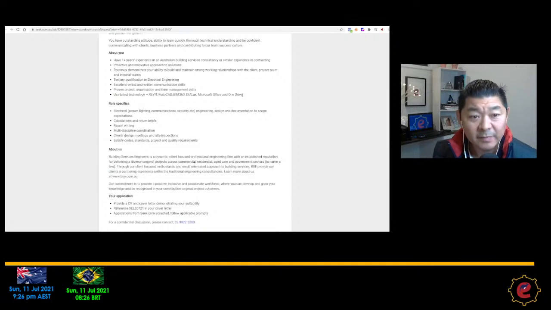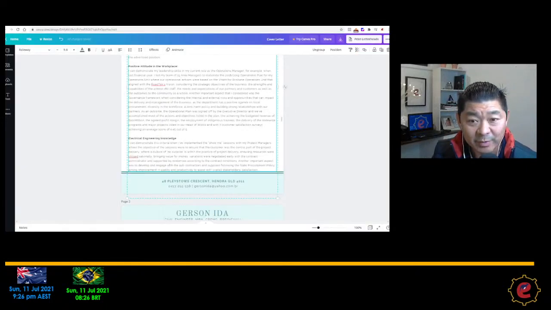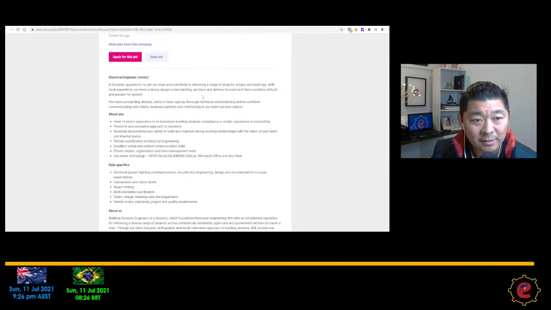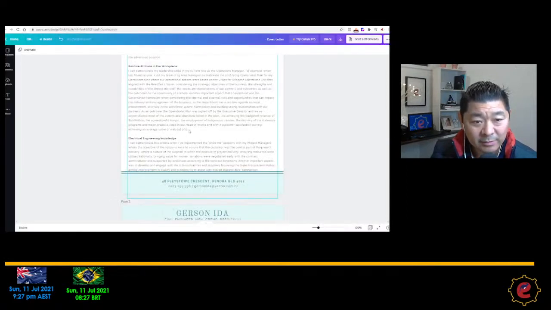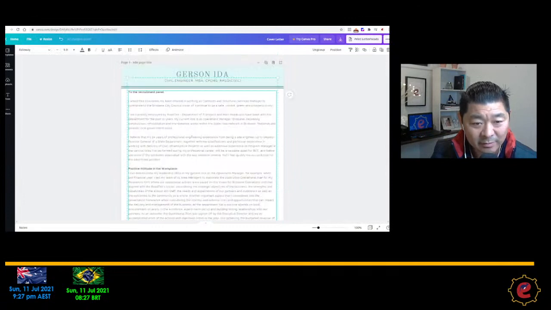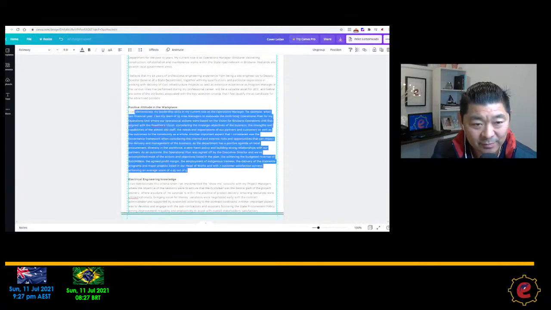All right, so let's keep going with what would be important in the cover letter. We have two competencies that in this particular job advertisement we would include. Positive attitude in the workplace, because this job advertisement talks about positive attitude. You have outstanding attitude. And obviously, for those that arrived now, you have to change the middle there. You have to tailor it to your experience.